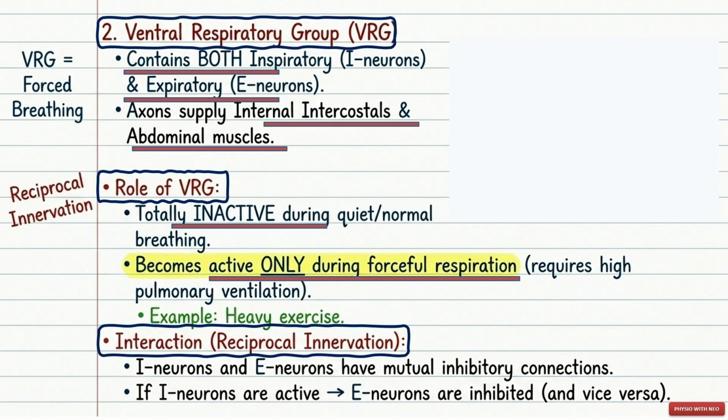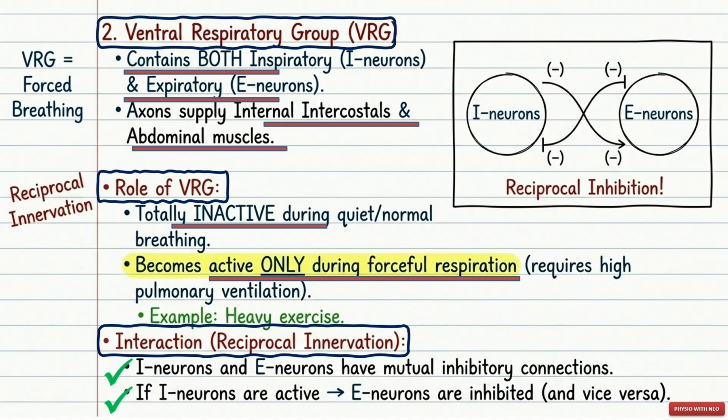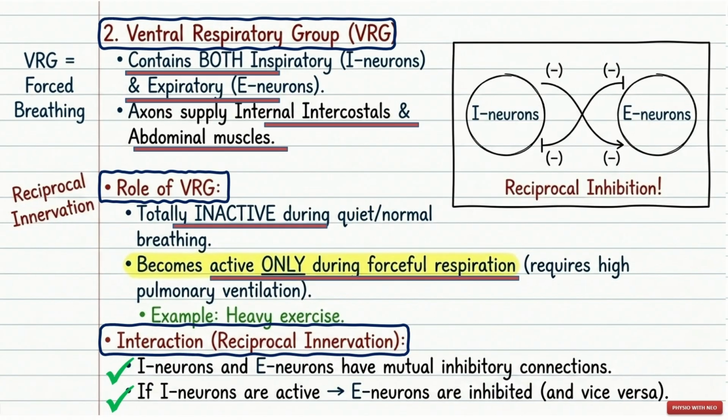What is the interaction? They show a reciprocal innervation, that is I neurons and E neurons both have mutual inhibitory connections. If I neurons are active, the E neurons are inhibited and vice versa. You can show their interaction with the help of this diagram.